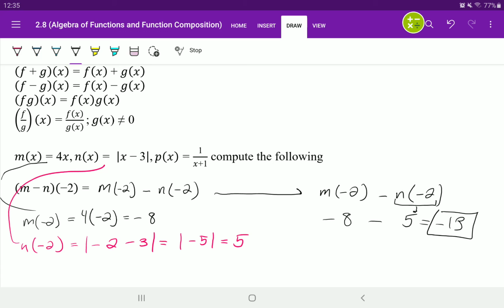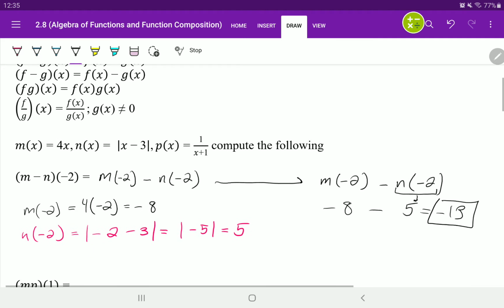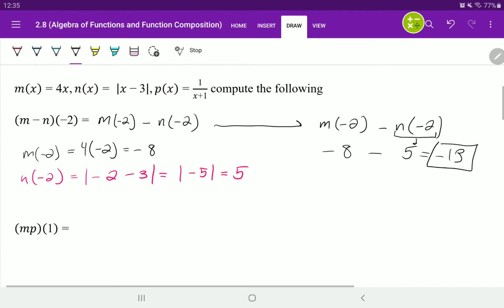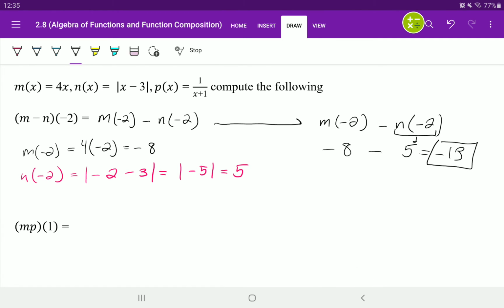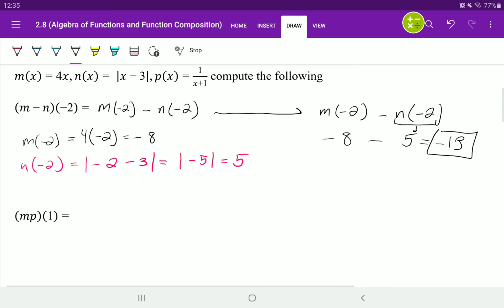I did break it down step by step. Let's do the next one. And if you need to, pause the video and copy this down, screenshot it down, whatever you want to. This is m times p of 1. So I can write that as the multiplication of the functions that I'm evaluating at the x value of 1. M of 1 times p of 1.